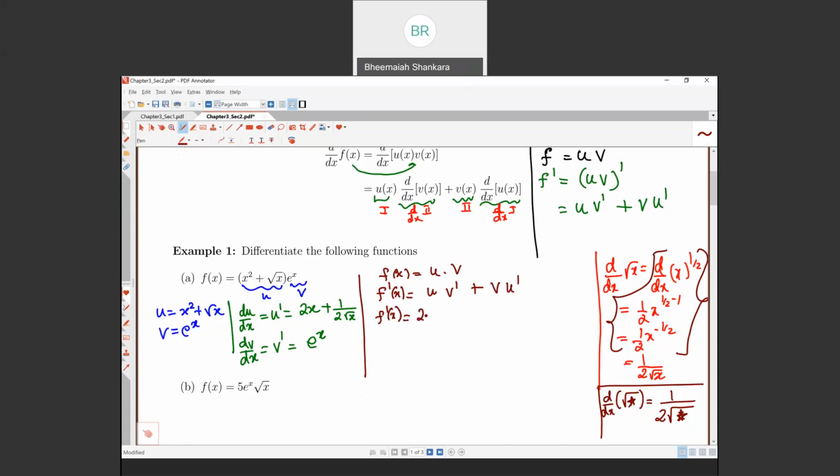u is the first function, which is x squared plus root x, times v prime, which is e to the x. v is the second function, e to the x, times u prime, which is 2x plus 1 over 2 times root x. At this step, I don't want you to simplify the answer, so you're good to leave it. So this is the derivative of the given function using the product rule.